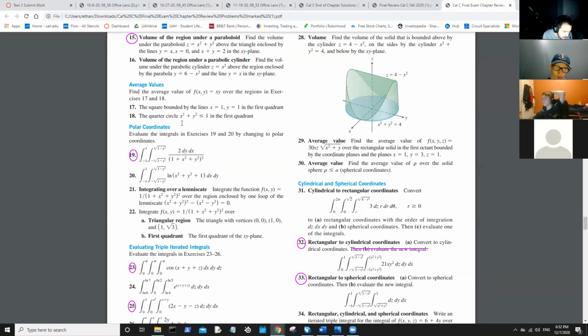Are we sure it's the full circle? Because if it's not, then obviously it would change. It is the circle, but I just kept it as 2r dr d theta over 1 plus r squared, squared. What did I do? I assumed incorrectly that we could say x squared plus y squared equals 1, or we can't say that.